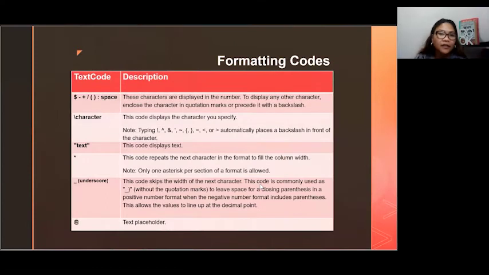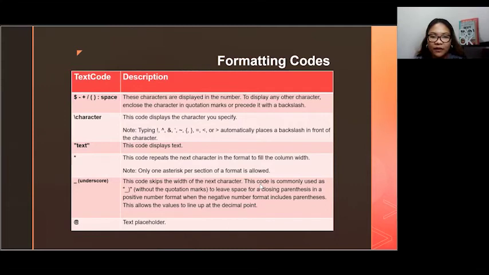Okay. So this characters formatting code, you have the $, minus, plus, /, parentheses, colon, space. These characters are displayed in the number. To display any other character, enclose the number in quotation marks or precede it with a backslash. Backslash character: this code displays the character you specify. Text: this code displays text.